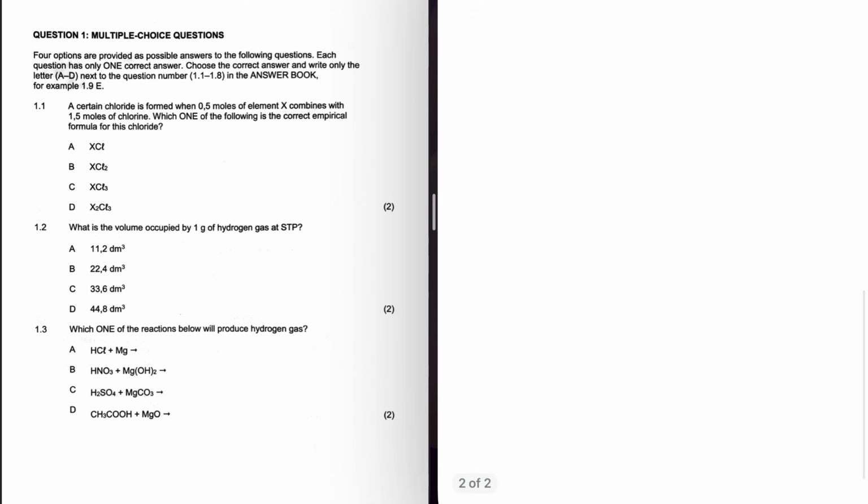Let's take a look at question 1.3. Which one of the following reactions below will produce hydrogen gas? Hydrogen gas is produced when an acid reacts with a metal. So the option of acid and metal is A.